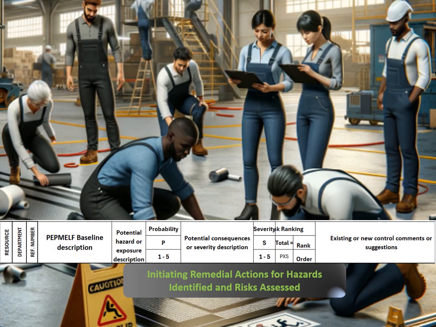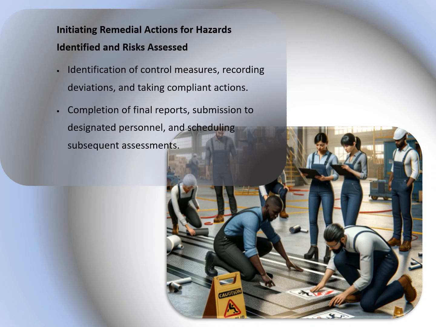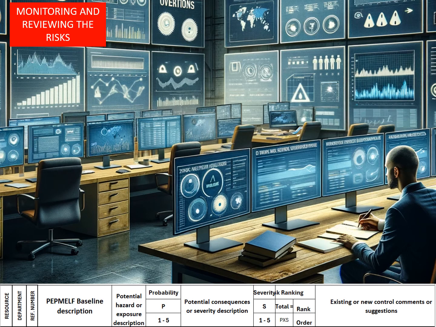It is also necessary to document any deviations from standard practices and ensure that corrective measures align with operational policies and procedures. In determining the most effective way to mitigate the identified risks, it is necessary to document all findings and actions taken, and ensuring that these are communicated to the appropriate authorities or management for further action. The final step is monitoring and reviewing the risks.